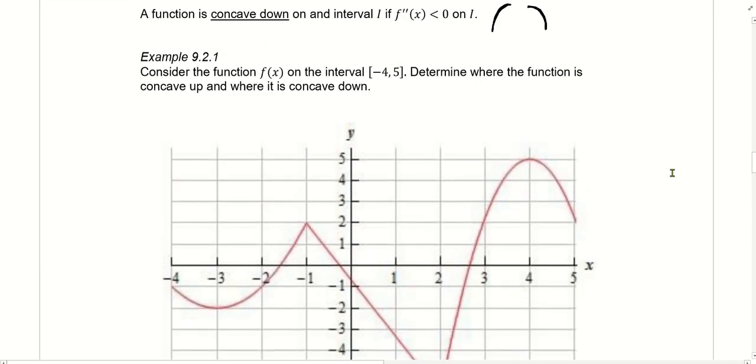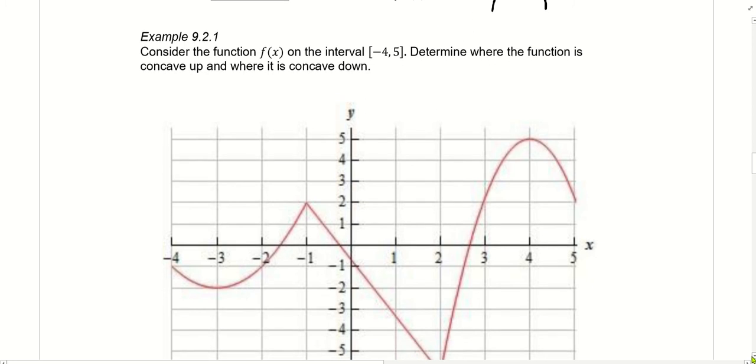But the first thing I want to do here, just to go off of what we were just talking about with visualizing concavity, let's take a look at that function that we used to introduce extrema back in topic 8. And now let's use this to determine where this function is concave up and concave down on the interval from -4 to 5. So in other words, on this chunk of the function, where is it concave up and where is it concave down?